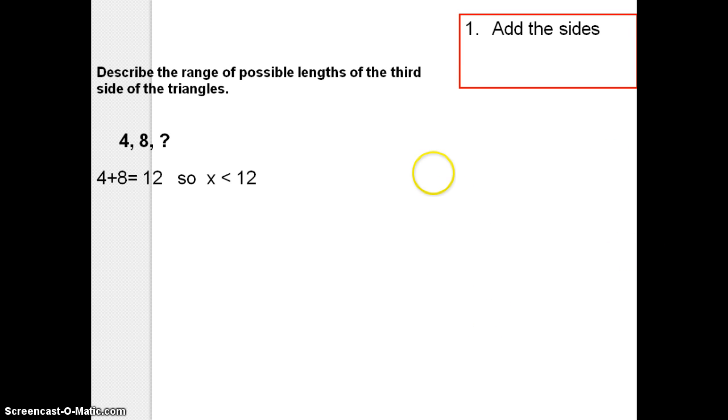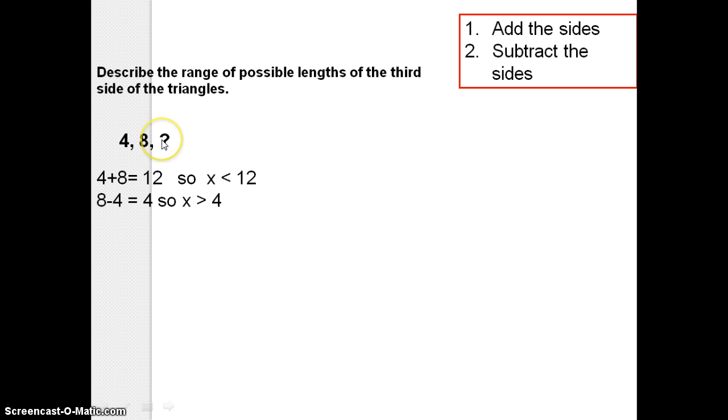So we know that x has to be less than 12 because these two sides have to add up and be greater than this last number. So that means the side could be 11, 10, and so on. Second step is going to be subtract the sides. When you subtract the sides, you get 4. So x is going to need to be greater than this number.